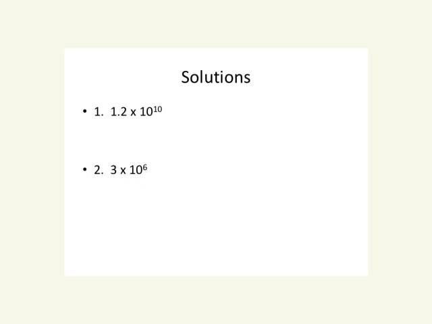Alright, Titans, number 1 had an answer of 1.2 times 10 to the 10th power. Once again, you multiply the coefficients, you add the exponents. And then number 2 had an answer of 3 times 10 to the 6th power.